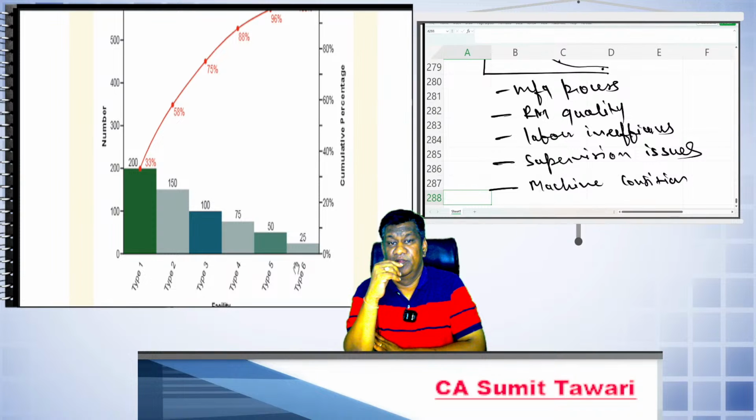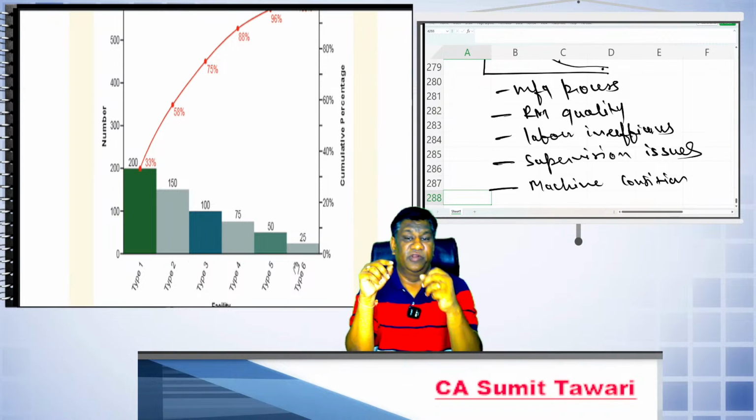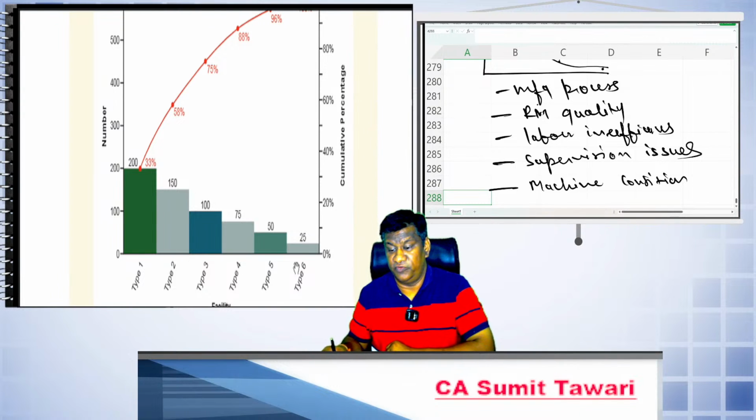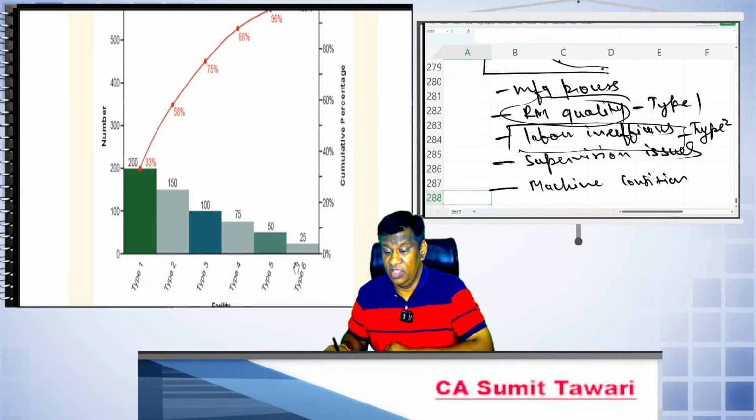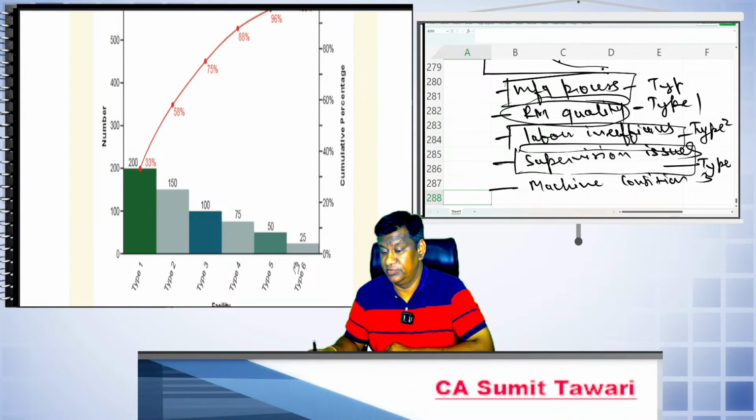So what if type 4 issues arise after type 3? It is not like that. Say, for example, because of raw material quality there is a defect. This is my type 1. Because of labor efficiencies there is a defect. This is my type 2. Because of supervision issues there is an issue. This is my type 3. Because of the manufacturing process, this is my type 4. And because of machine condition, this is my type 5. So this is basically the example you can consider.